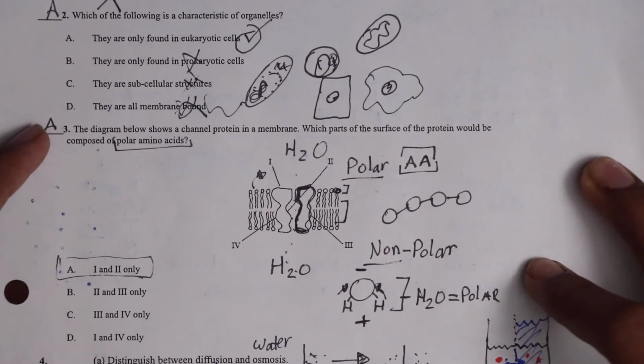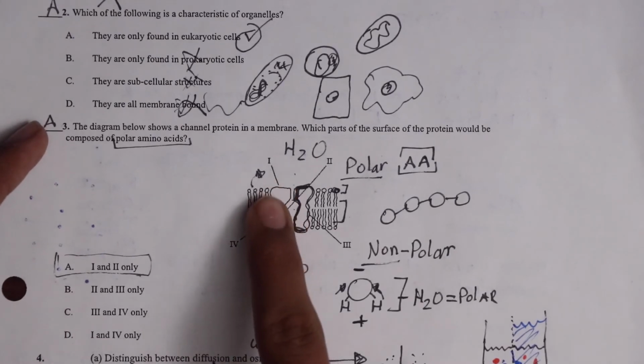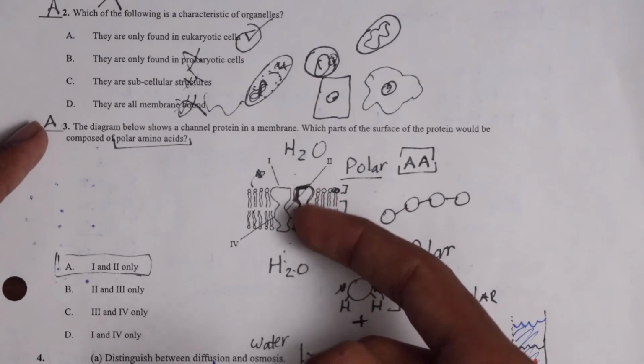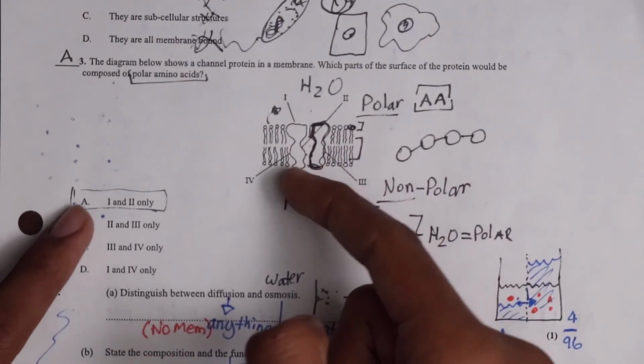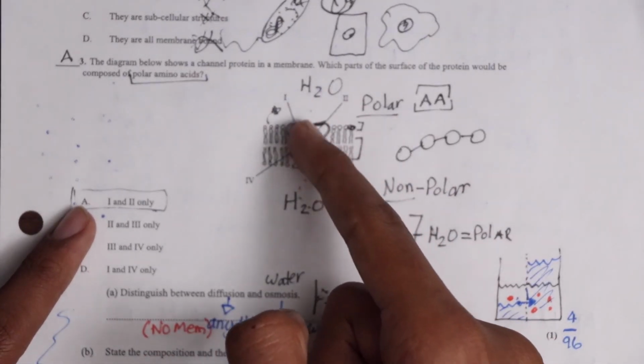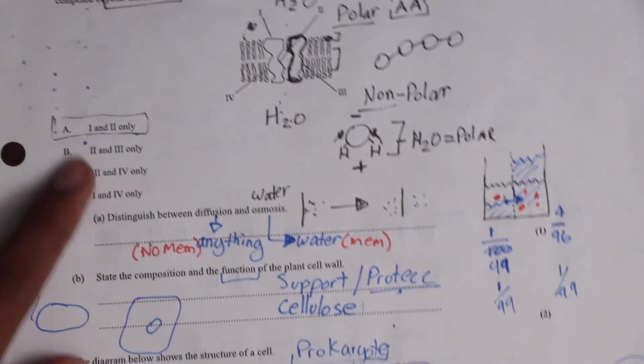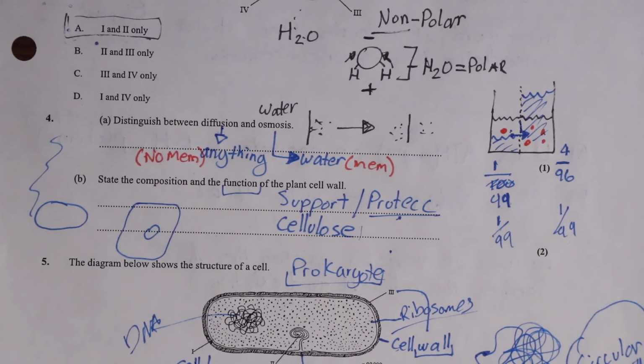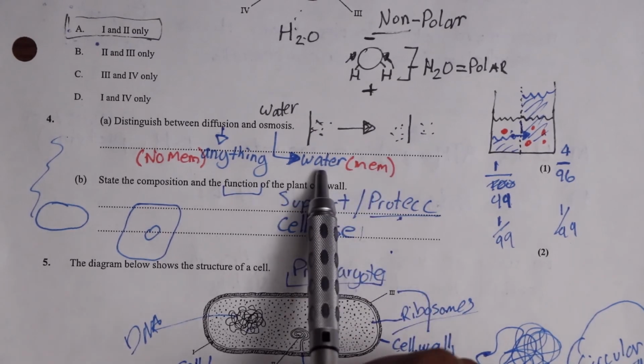3, it's also A, so water wants to go towards polar, so water is also polar, so they're going to be touching these polar ends. So these also have to be polar. So 1 and 2, those have to be polar because they'll be touching water. 4, distinguish between diffusion and osmosis. So diffusion deals with anything, non-charged particles. Osmosis deals with water.